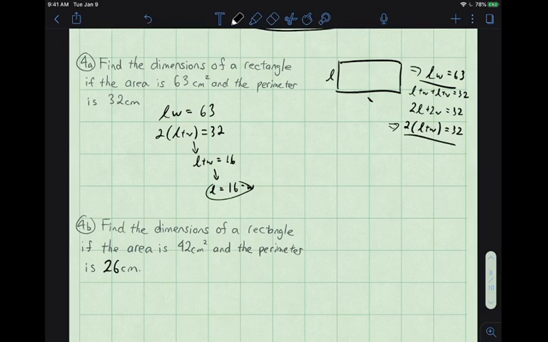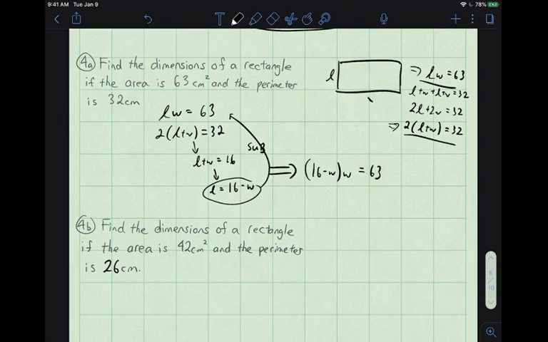And from here, you can sub it back into here. So then that will bring us to 16 minus W times W equals 63. That's a quadratic you know how to solve.